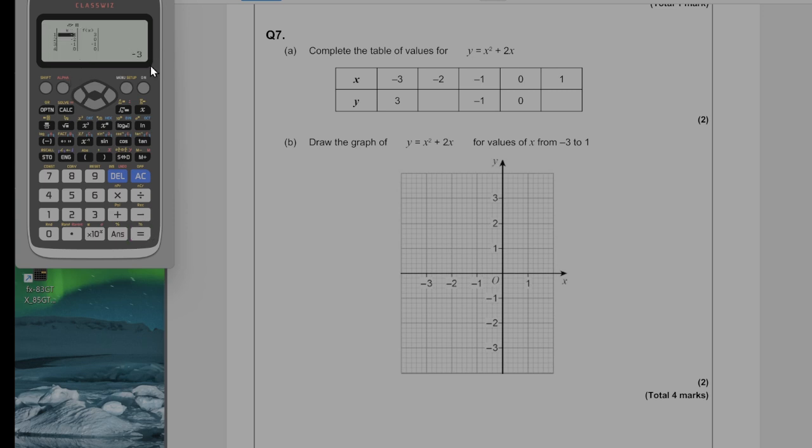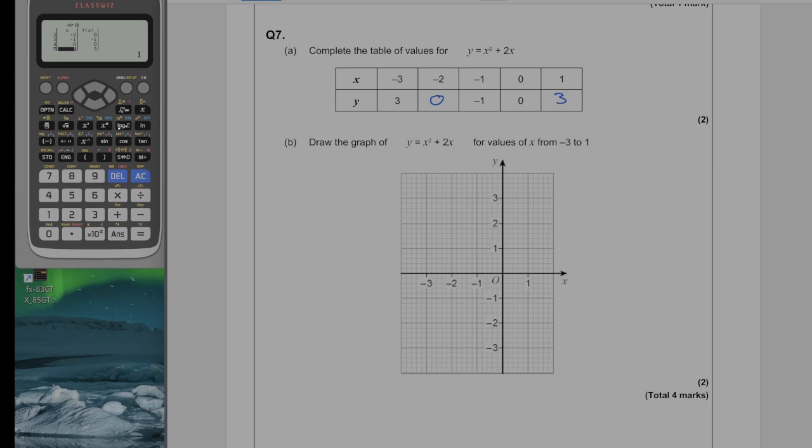Okay, so that's my completed table. The values that we've already got in, we can just check that we've got this right. So when x is -3, y is 3, -2 is 0, -1 is -1, 0 is 0, and then 1 is 3.